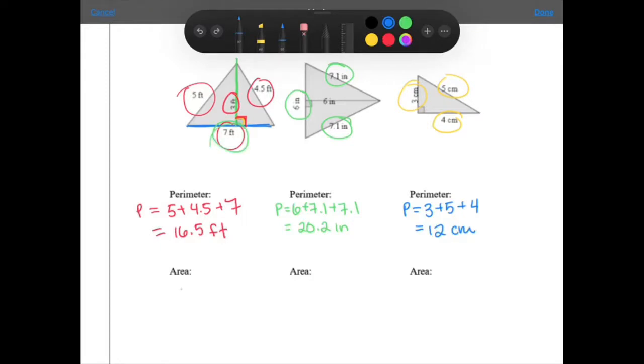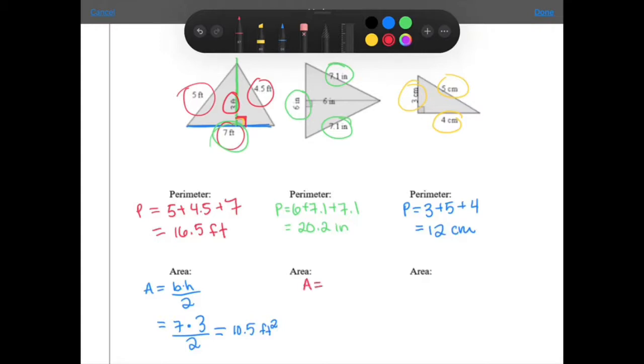Alright, so area is base times height divided by 2. Our base is 7 feet. Our height is 3 feet. We divide that by 2, and we end up getting an area of 10.5 feet squared. It's area, so our answer, our unit, still has to be squared. Alright, let's look at the next triangle.